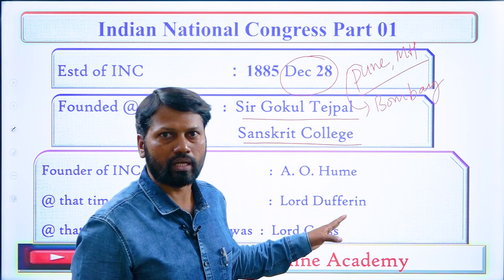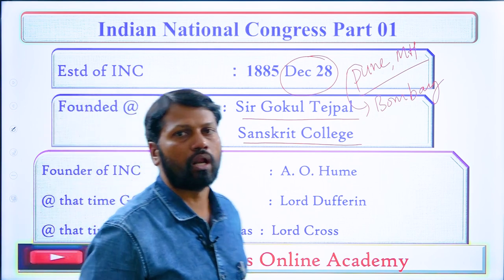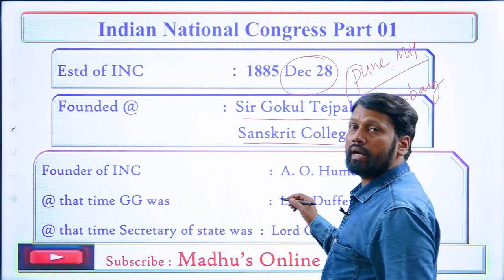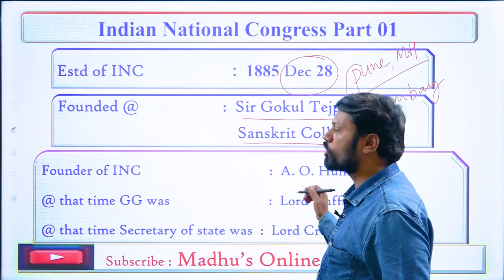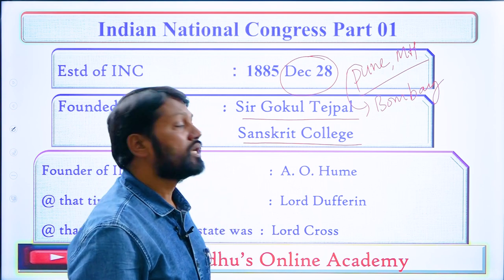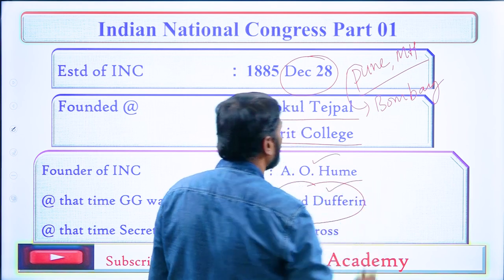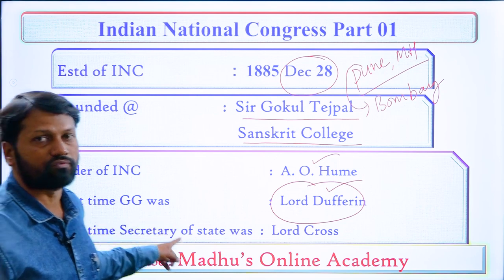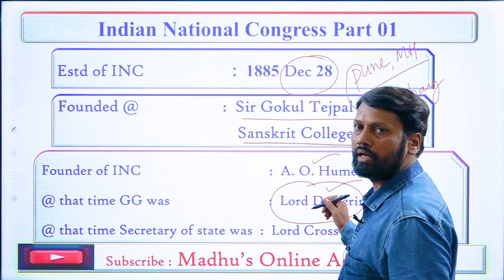a retired officer. He assisted the Indian leadership and also established this Indian National Congress organization in the year 1885 AD. At the time of the establishment of the Indian National Congress, the British India Governor General, the Viceroy, was Lord Dufferin. Lord Dufferin was the Governor General at the time of the foundation of this organization called Indian National Congress.